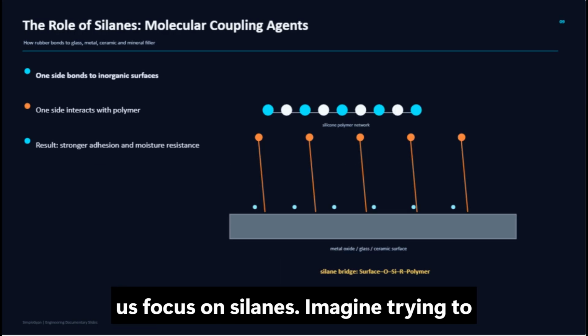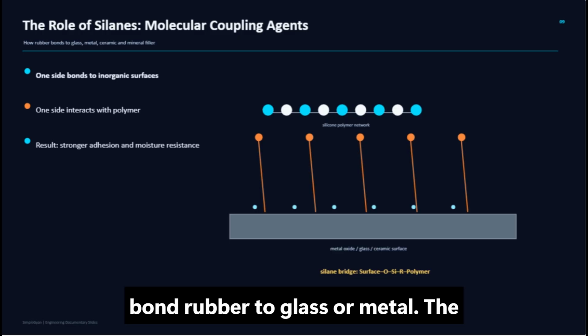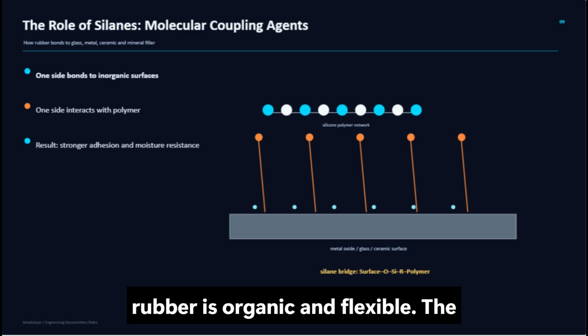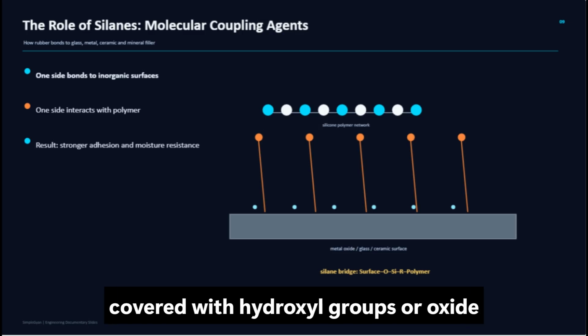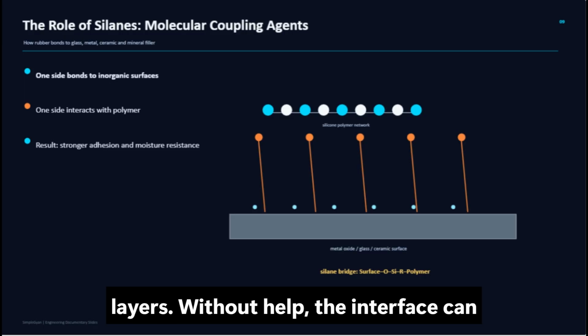Now let us focus on silanes. Imagine trying to bond rubber to glass or metal. The rubber is organic and flexible. The surface is inorganic, hard, and often covered with hydroxyl groups or oxide layers. Without help, the interface can fail.